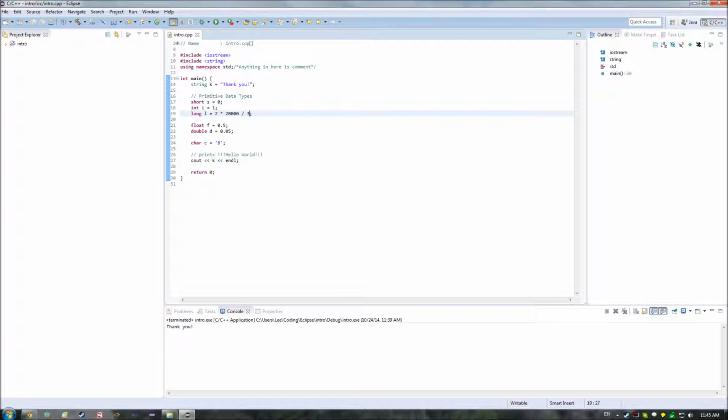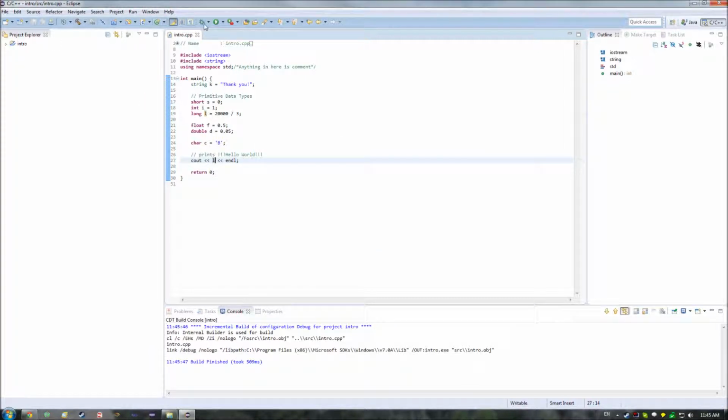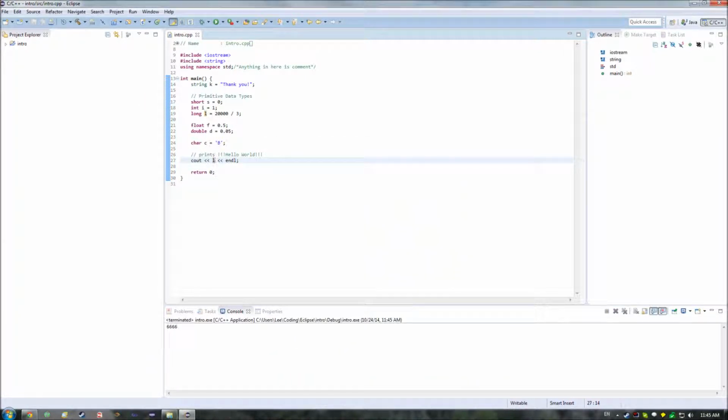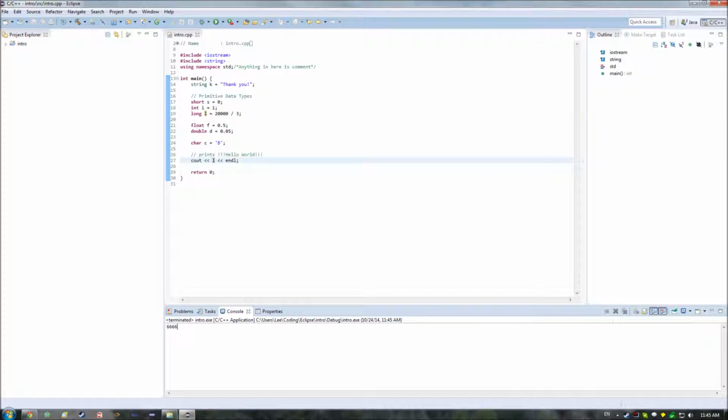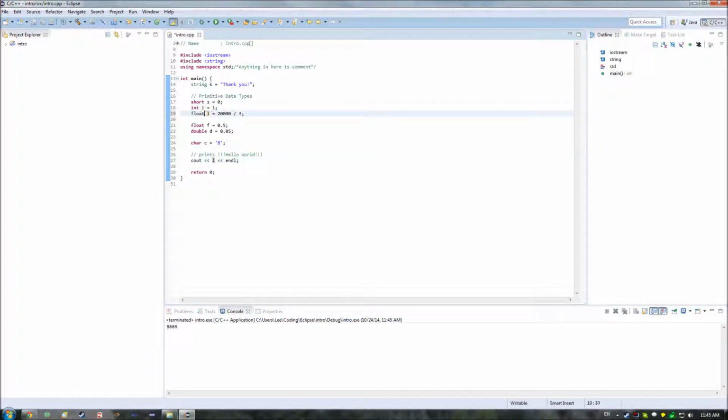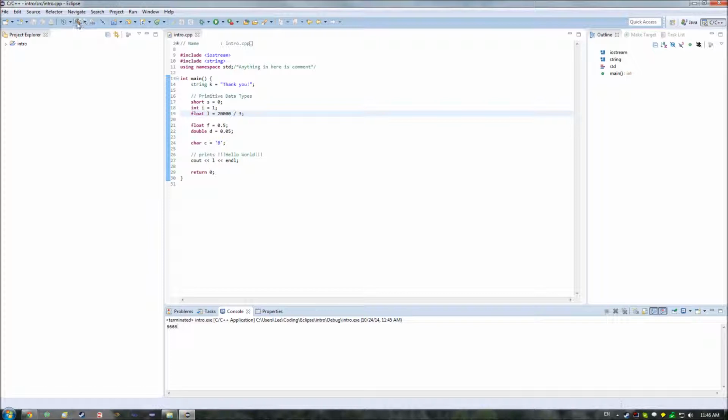Now, let's say, though, that here's a problem. If I do 20,000 divided by 3 here, I'll show you what that results in real quick, and you'll see why there's a problem. Build it, run it. Notice how it doesn't have anything after it, and that's because we're converting it to a long here. But even if I convert this to a float, you might think, okay, sure, no problem. Now it's going to have the 0.66 repeating afterwards.